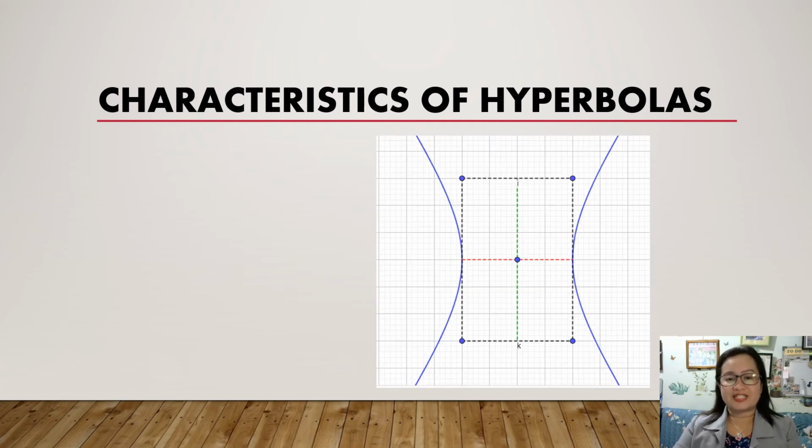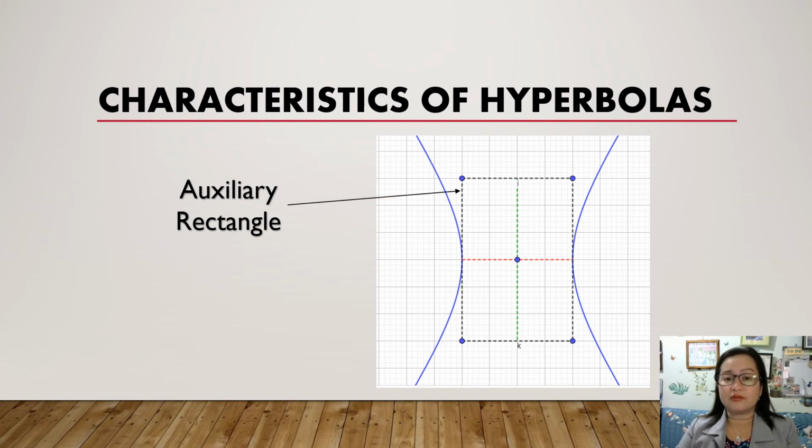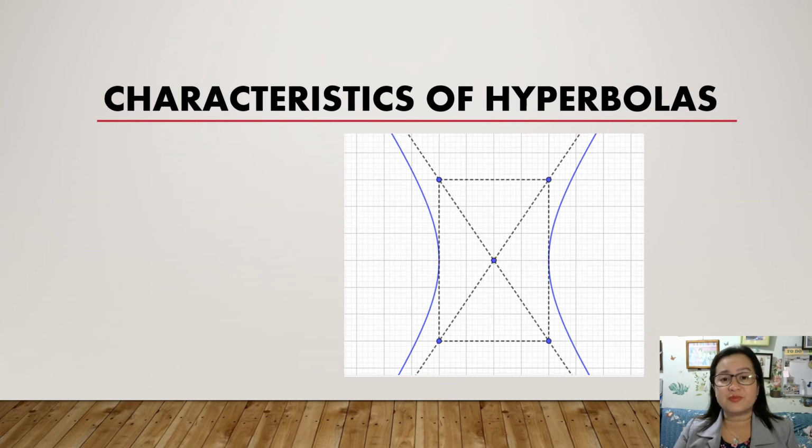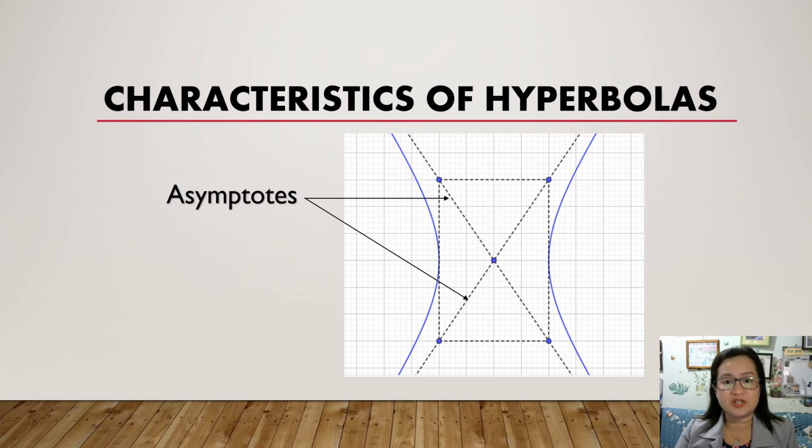From these two axes, we can form a rectangle whose sides are congruent to the length of the axes respectively. We call this the auxiliary rectangle or the central rectangle. This is very helpful, especially in manual graphing, because from the diagonals of this rectangle, we can graph the asymptotes of the hyperbola. The asymptotes are the lines which the hyperbola gets closer and closer to, but never intersects.